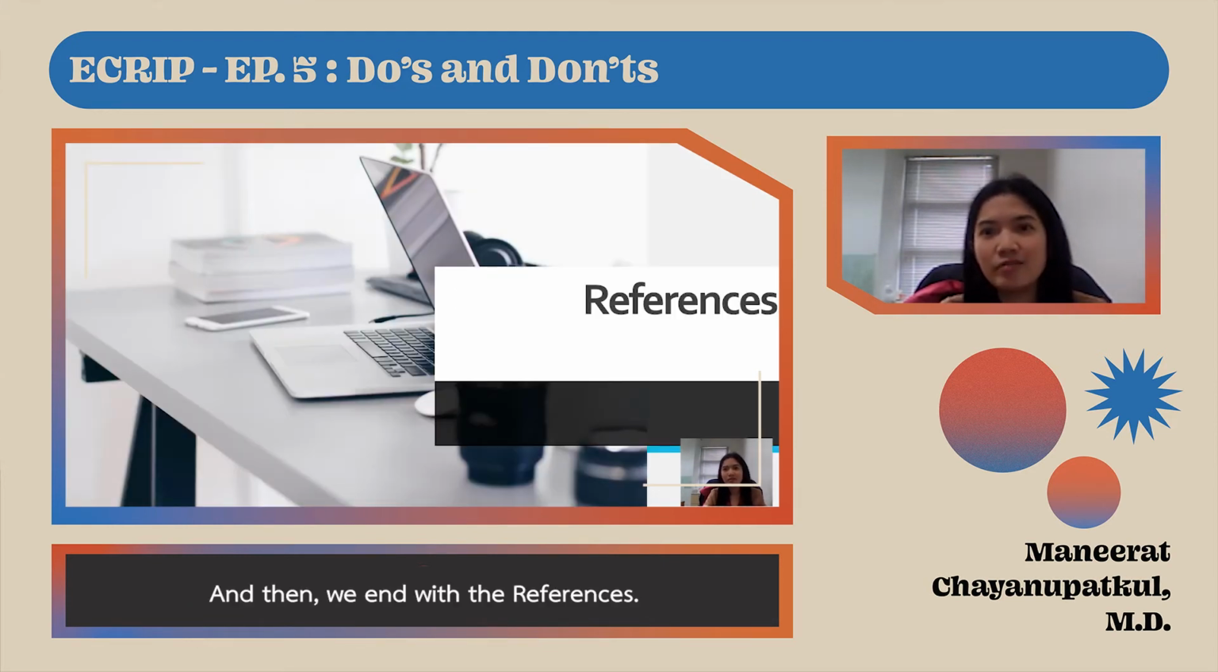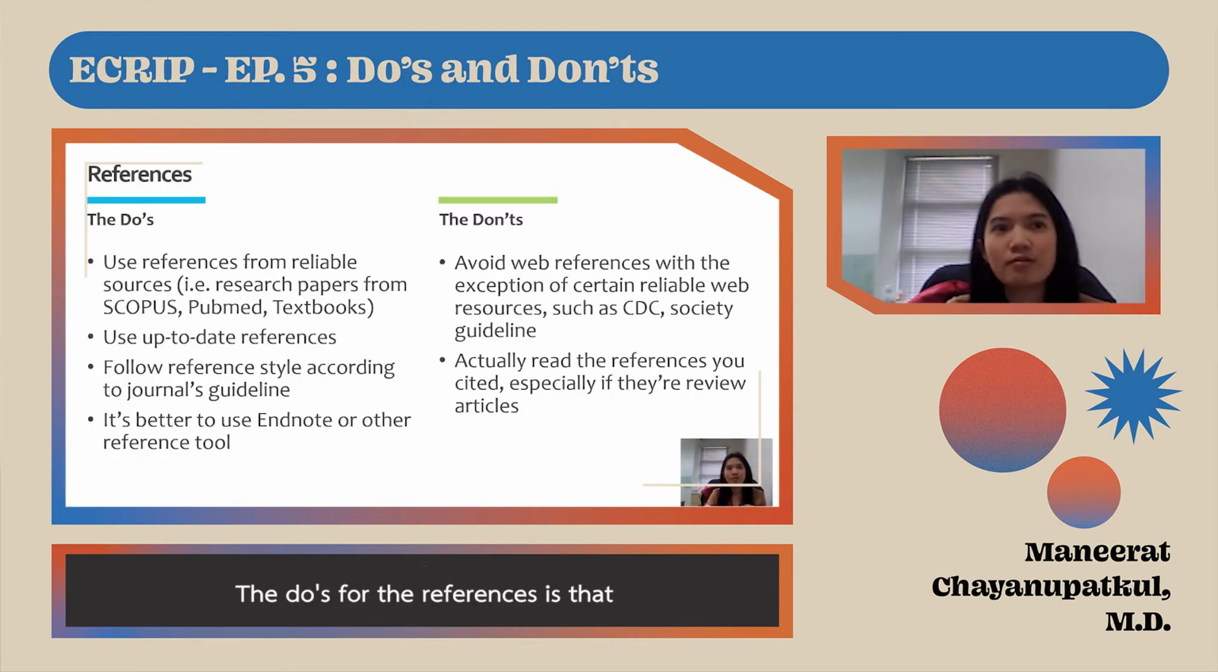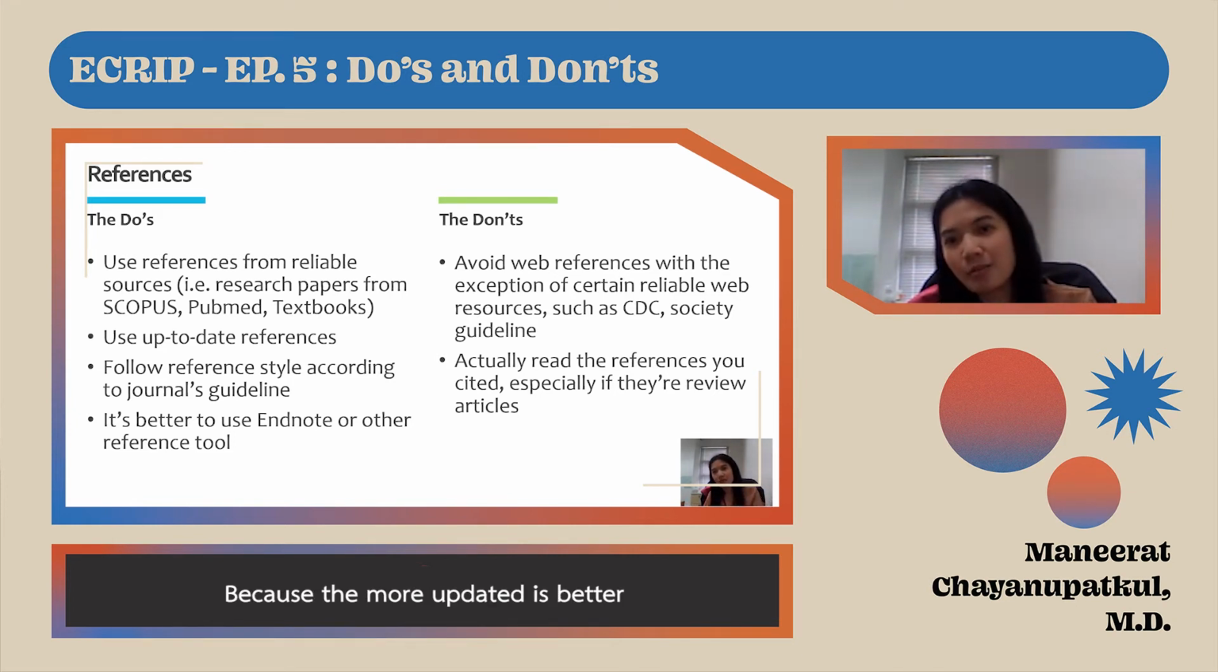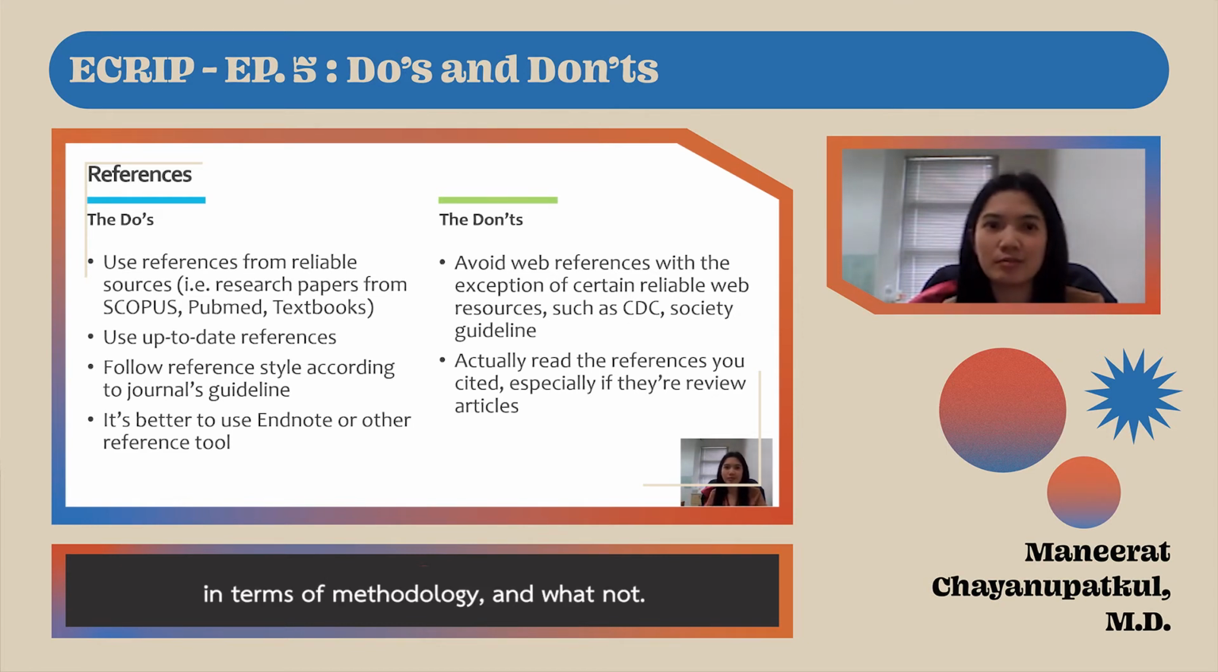And then you end with the references. The do's for the references is that you should use references from reliable sources, like from articles that are cited in Scopus, PubMed, or a standard textbook. And you should use up-to-date references. For example, you have 2 papers that study the same thing. You should cite the more up-to-date one, like the one from 2021, instead of citing the one from 1990, because the more updated one is better in terms of methodology and whatnot. If both are published in a very good journal, you should use the more updated data.